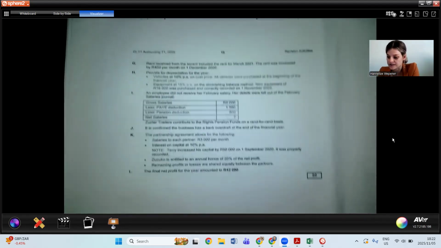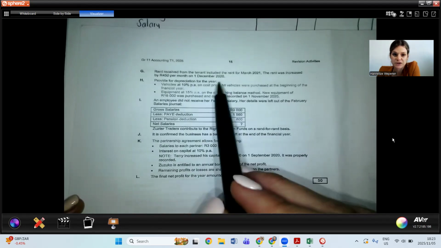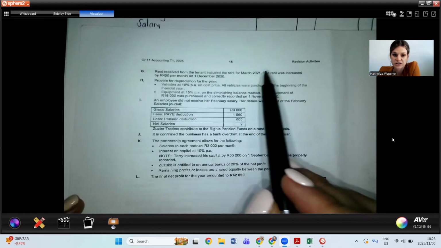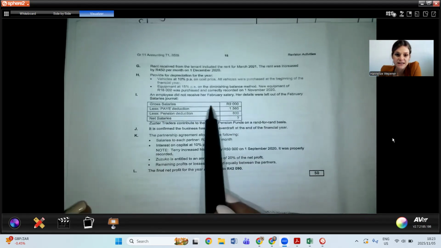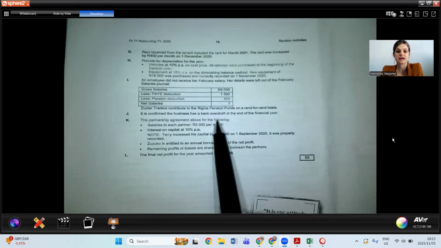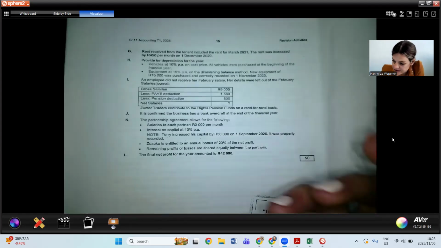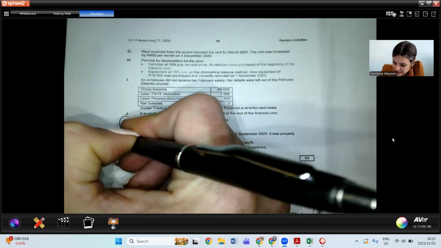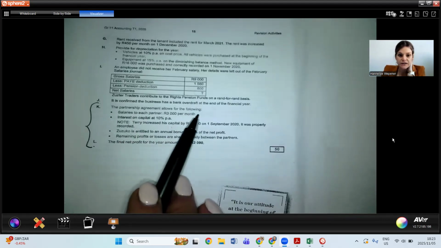about your partners. So also here, rent received from a tenant, not what I'm looking at now. Depreciation, not looking at that. An employee received a salary, once again, not that. And then it has been confirmed that the business has a bank overdraft, also not going to use that now. But here, this is what I need. Okay, so it says the partnership agreement allows for the following.